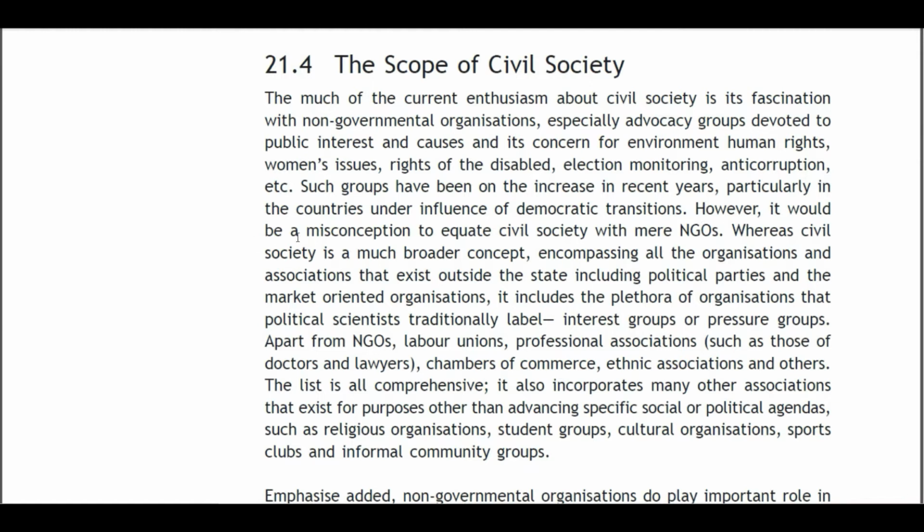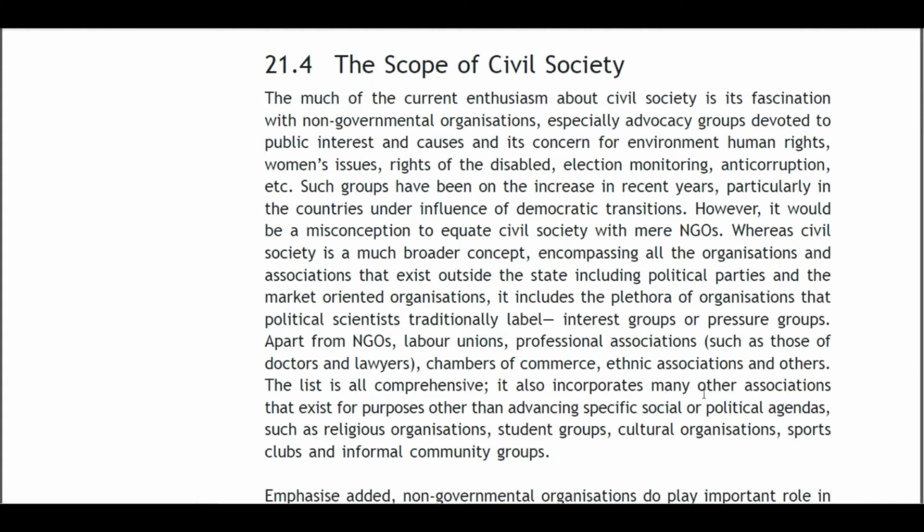However, it would be a misconception to equate civil society with mere NGOs. Civil society is a much broader concept encompassing all the organizations and associations that exist outside the state, including political parties and the market-oriented organizations. It includes the plethora of organizations that political scientists traditionally label interest groups or pressure groups. Apart from NGOs, labor unions, professional associations such as those of doctors and lawyers, chambers of commerce, ethnic associations and others, the list is all-comprehensive.